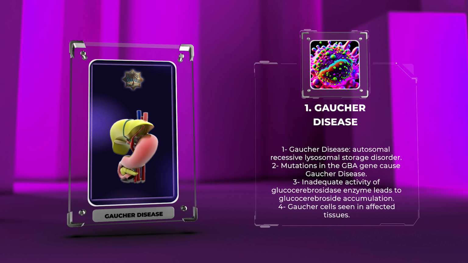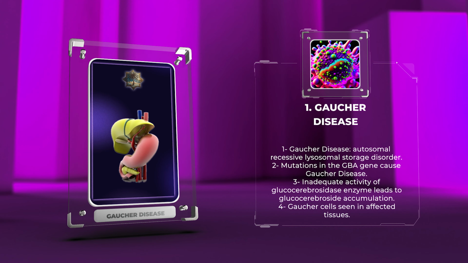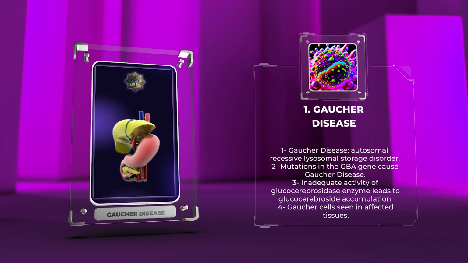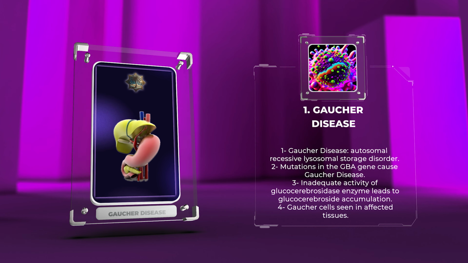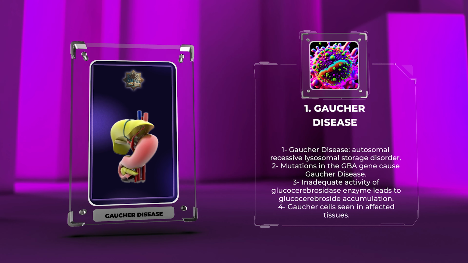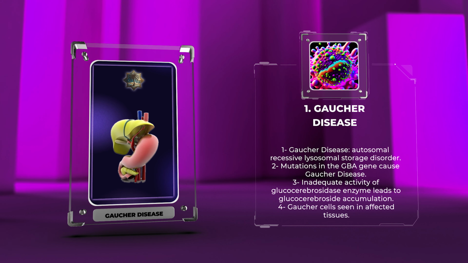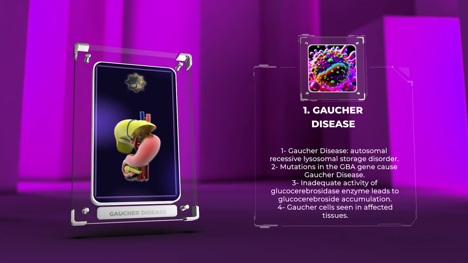Gaucher disease is classified into three major types: Type 1, Type 2, and Type 3. Type 1 Gaucher disease is the most common and manifests primarily in adulthood, often presenting with hepatosplenomegaly, anemia, and thrombocytopenia. Types 2 and 3 involve central nervous system manifestations and can present in early childhood.